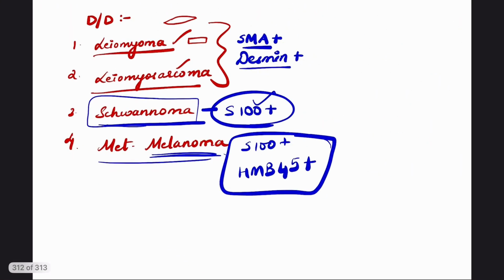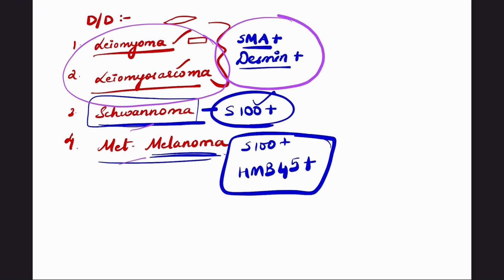Differential diagnoses are leiomyoma, leiomyosarcoma, schwannoma and metastatic melanoma, which are very similar. To differentiate, you do IHC markers. Leiomyoma and leiomyosarcoma are positive for SMA and desmin. Schwannoma is highly positive for S100. Melanoma is positive for S100 and HMB45. So this is all about GIST.